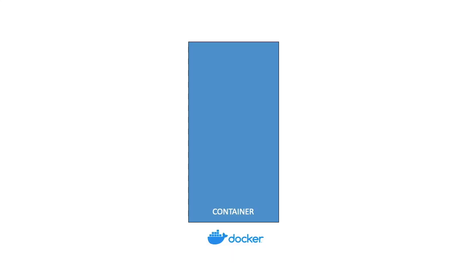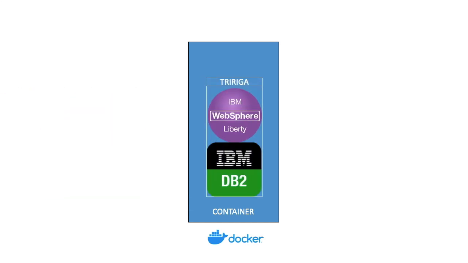Hello everyone. In the previous video, we containerized the TRIRIGA application using Docker images. We launched a container for TRIRIGA in which the application and database were bundled together. We exposed the container port on 8001 to access the TRIRIGA application.